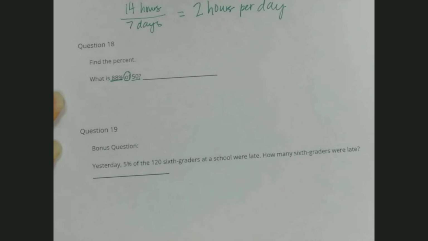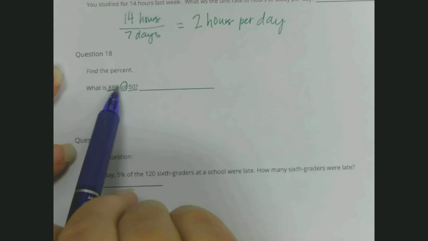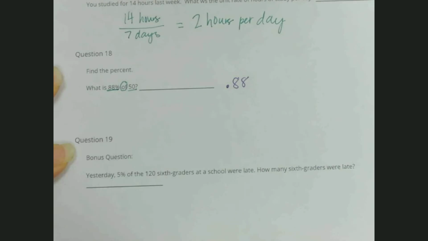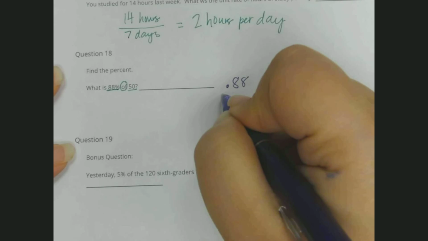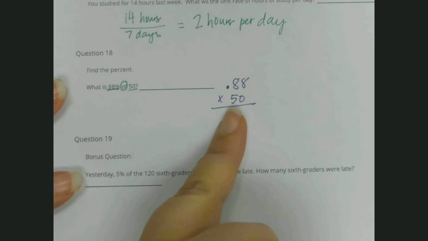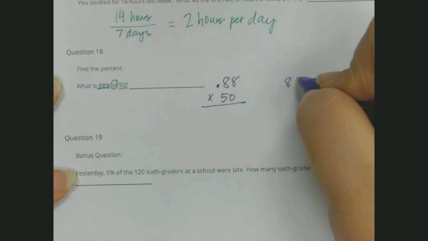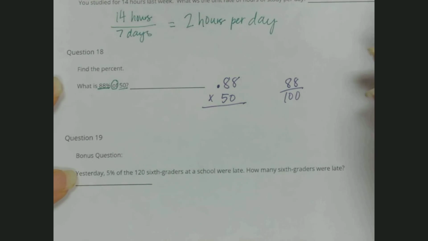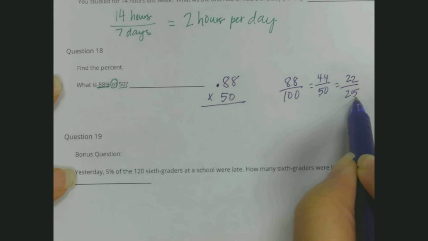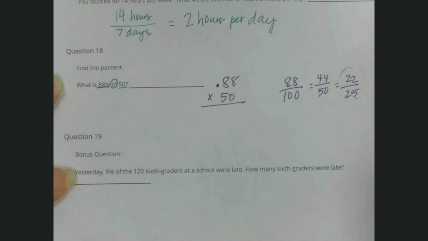Okay, so first, let's do a decimal. If I write 88% as a decimal, I move it over 2 places to make it 0.88, and I multiply by 50. I'll do that in a second. If I wrote that as a fraction, it would be 88 over 100, which I would simplify to 44 over 50, and then that would simplify to 22 over 25. I just divide it by 2, divide by 2, divide by 2, divide by 2. That's as simple as I can go.